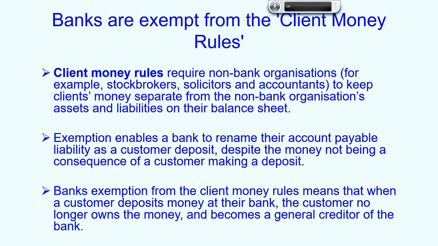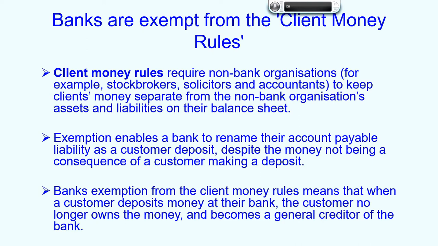So, for example, if you sell a house, your solicitor will receive money from the purchasers of the house. The solicitor will need to keep the money in a client account, so that if the solicitor were to fail, you would still get your money for selling the house, because the solicitor was required to keep the money you receive in a separate account, the client account, from their own bank account. So the solicitor can fail, can go bankrupt, but you should still get your money.